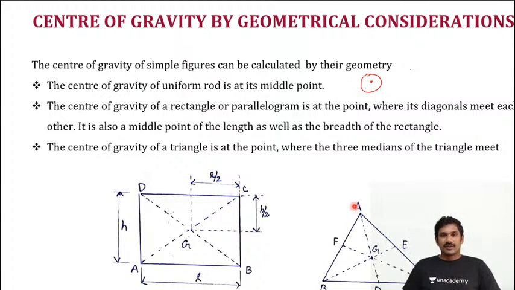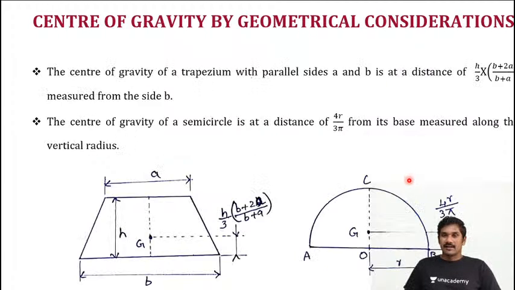Good. So coming to the triangle. Now how to find the center of gravity for a triangle? Where three medians meet is the CG of a triangle. So the first median, second median and third median, if you draw them, the three medians will meet at a point, and that is the CG. Okay, this is for a triangle, right?